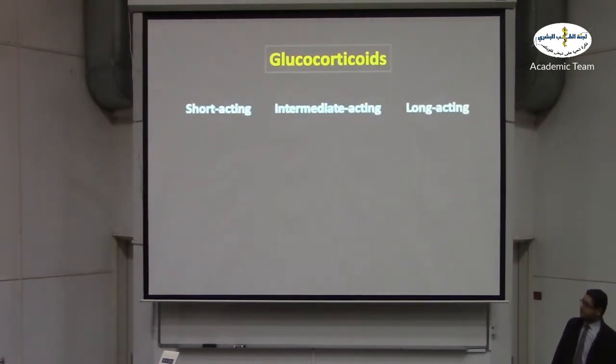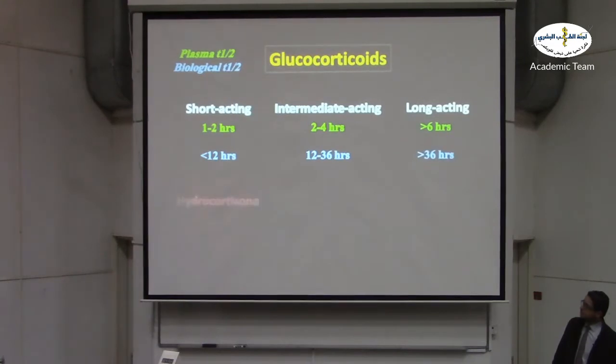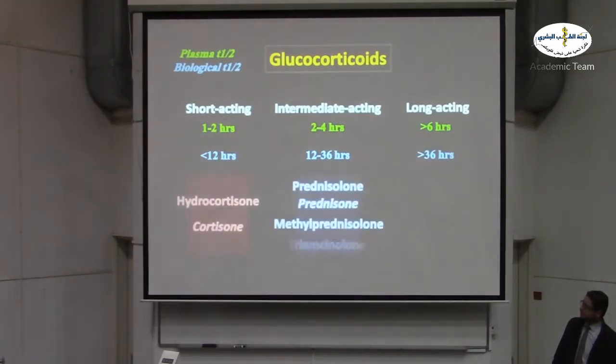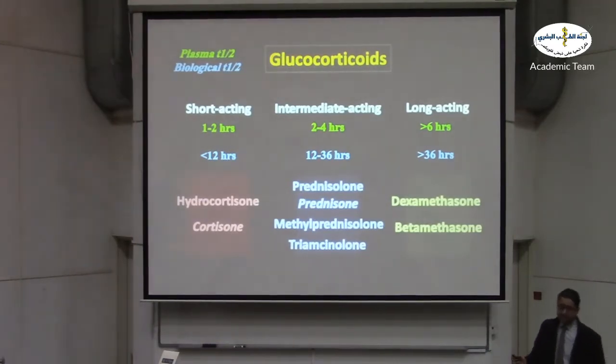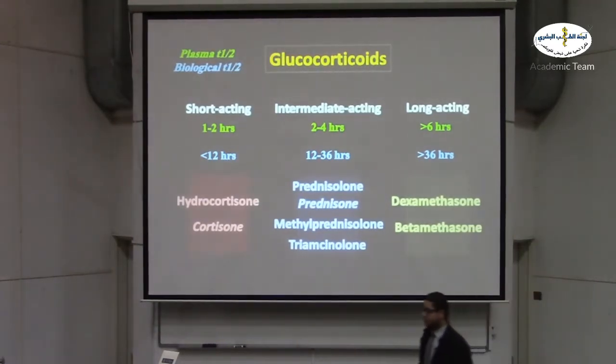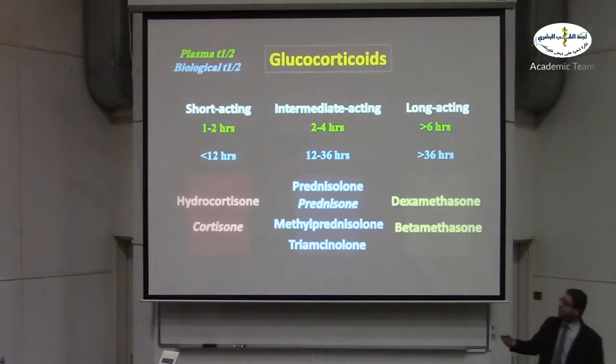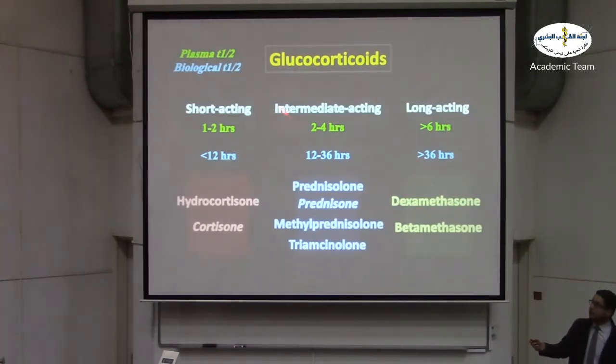Starting with just an overview of the several types we have. Okay? I'm not going to speak a lot here, just to show you. We will go through all these drugs shortly. We have three different types of glucocorticoids: short acting, intermediate acting and long acting. Notice the difference between these drugs in relation to the biological and plasma half-life. The important thing is to know that the biological half-life is always longer than the plasma half-life.